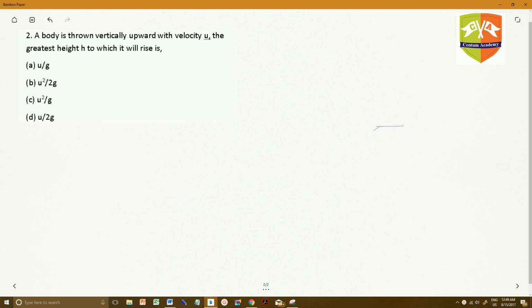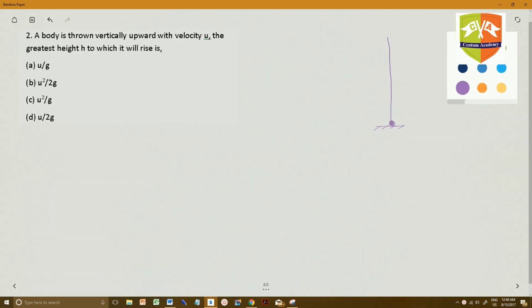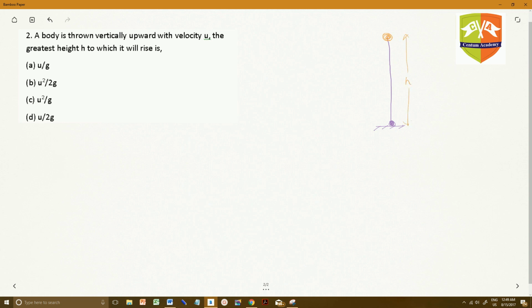So let's say this is the ground level and the body is being thrown up and it goes up to, let's say, this height. Initially the body was here, and then finally, let's say the body reached this point. Let's say this is the height h which it attains. This is my datum line and this is my positive y direction.